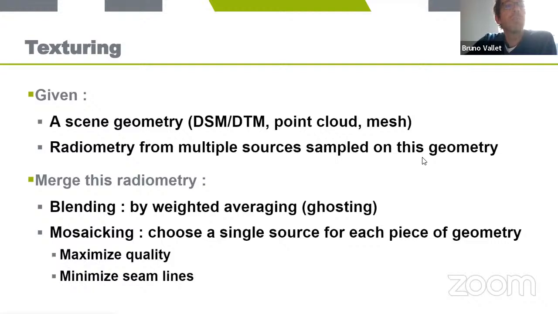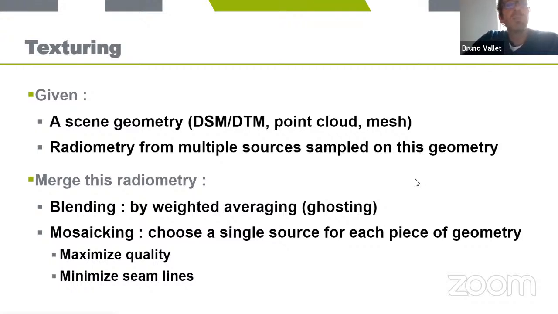So there are principally two ways to merge this radiometry into the geometry. Is either by blending. So when you have multiple sources, you do a kind of weighted average, but the problem of blending is usually you have something that is called ghosting. If you have a little difference between your two sources, it's going to appear a little bit transparent.